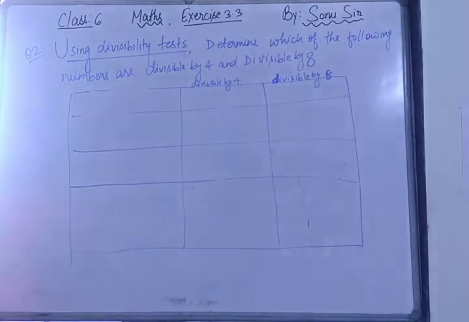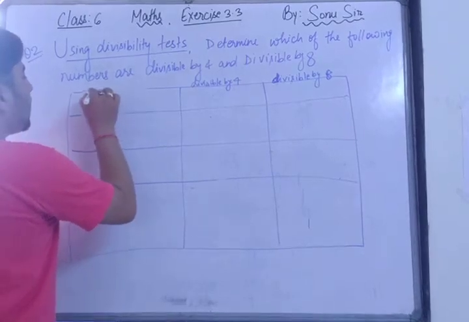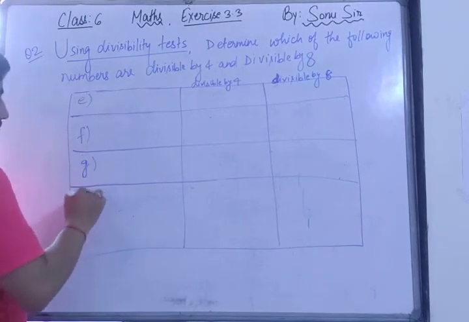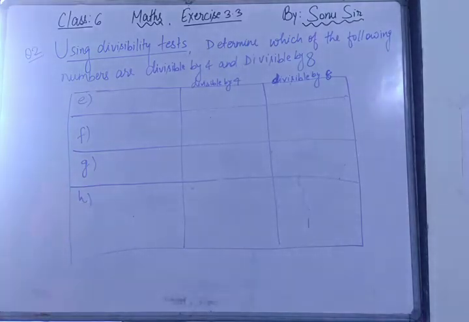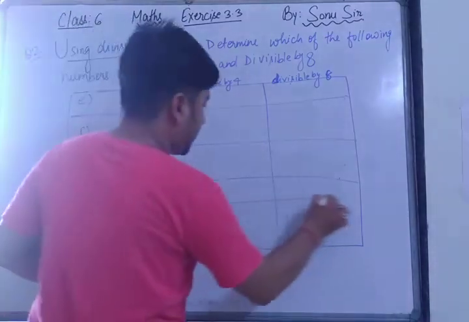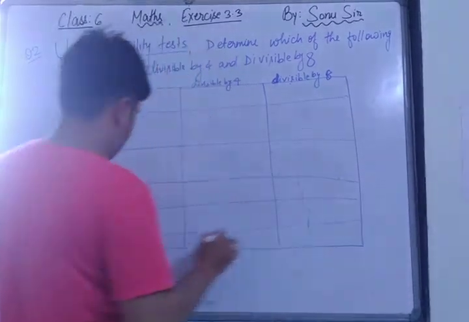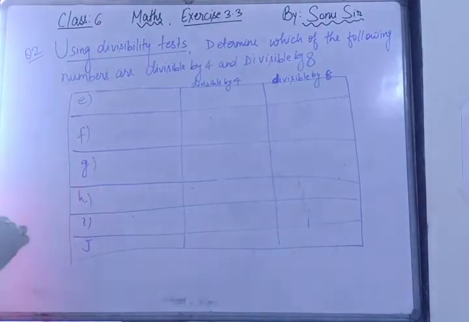So now I am moving towards question E, F, G, H. How many questions are there? Till J. So no problem. After H, I, and then J. Okay? So this time we are going to solve all the second questions.